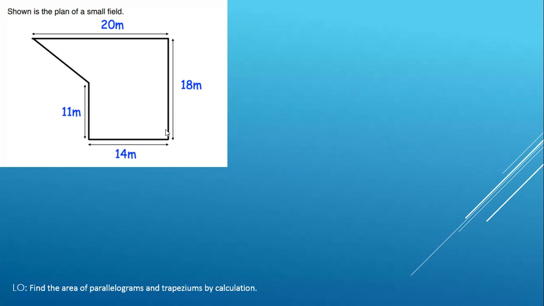Okay, so the next one here is a compound shape. And again, a compound shape is just two shapes joined together, isn't it? It says, shown is a plan of a small field, and we want to find the area of this small field. Looking at this straight away, I wouldn't have the first idea how to solve this, because I don't know how to work out this shape.